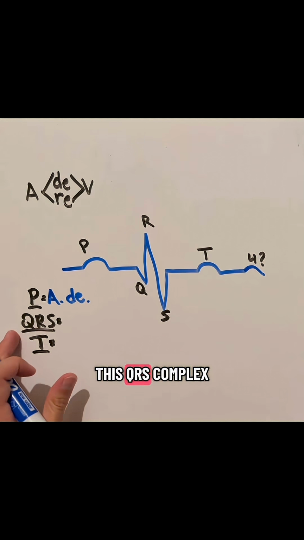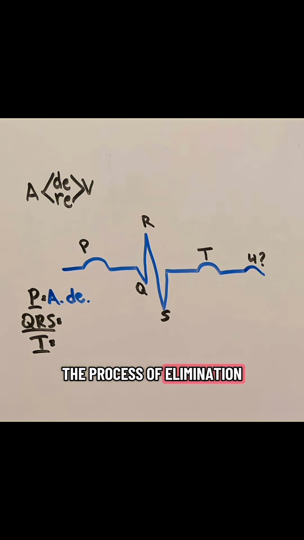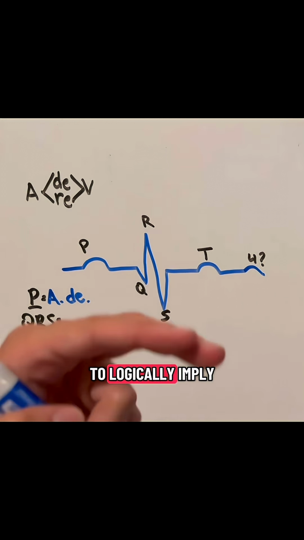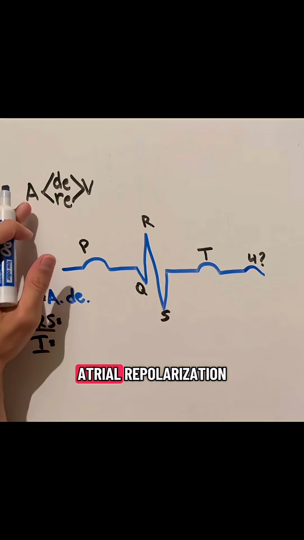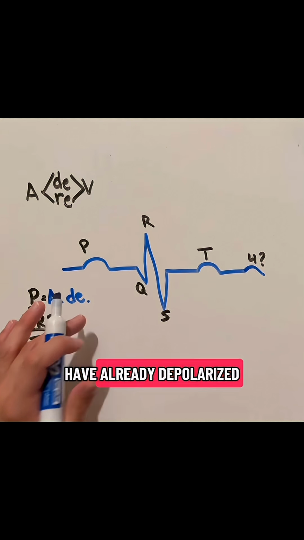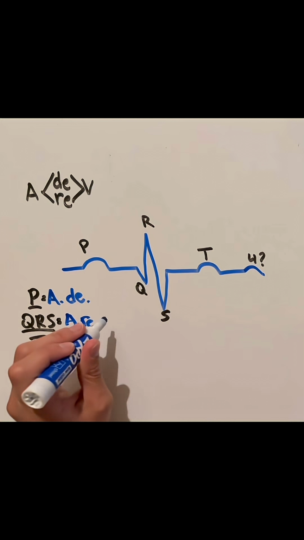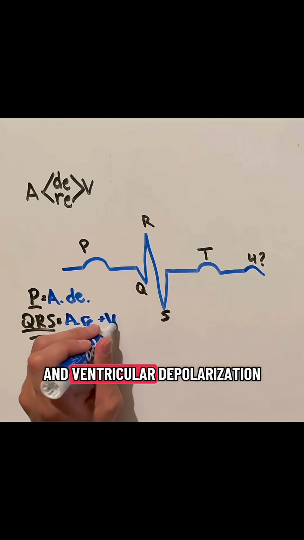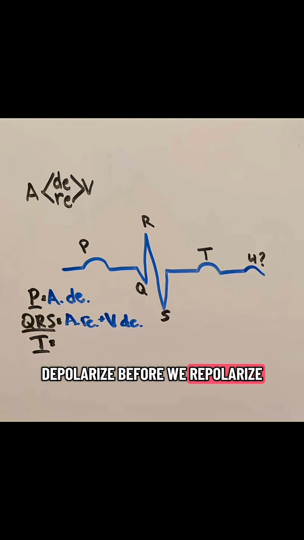Now this QRS complex represents 2 things. And going by the process of elimination, if we had to logically imply what the QRS complex would hold, it would be atrial repolarization, because the atria have already depolarized, so they need to repolarize, and that would be correct, and ventricular depolarization. We have to depolarize before we repolarize.